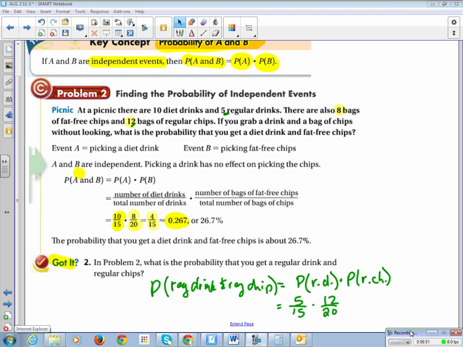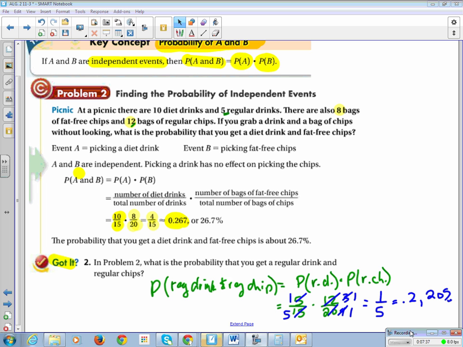I'll just do it. So 5 goes into 25 once, 4 goes into 12 3 times and into 4 once, and 3 goes into 15 5 times and into 3 once. That's 1/5, which is 20%. So there's a 20% chance you'll get regular chips and a regular drink.